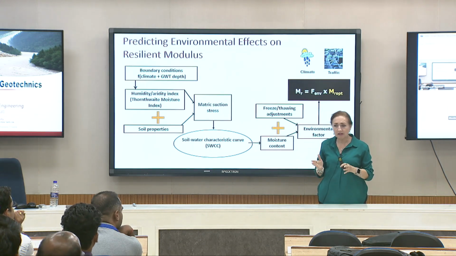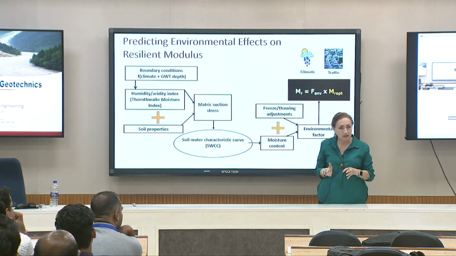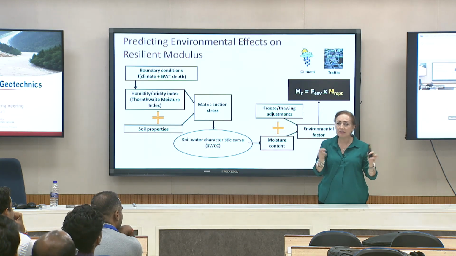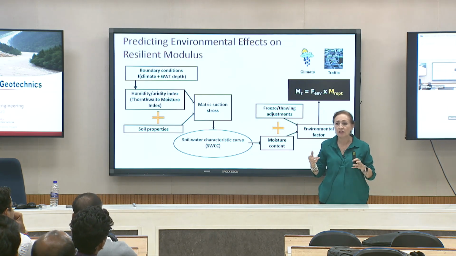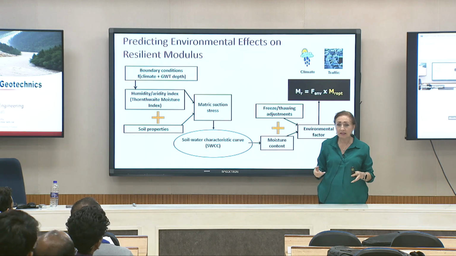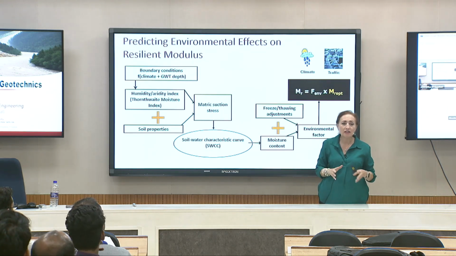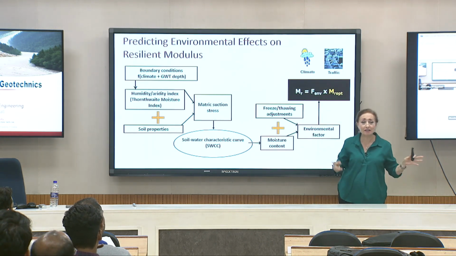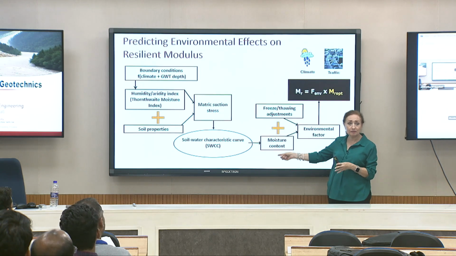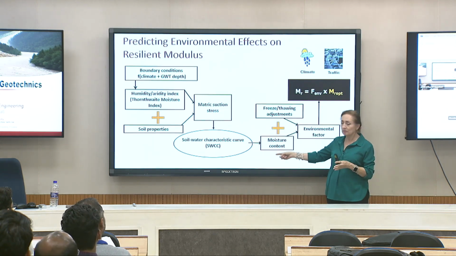pavement engineers do not use suction. They use a surrogate, the moisture content, because this is easy for them to understand and easy to measure in the lab, and this is the norm. They don't want to talk about suction. Fine, we have the soil-water characteristic curve, and we give them moisture content or degree of saturation.